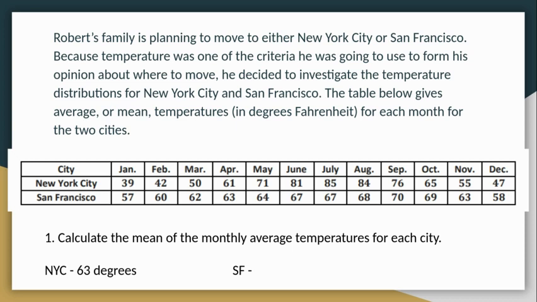What about San Francisco? Pause the video here as you calculate the mean of the monthly average temperatures for San Francisco. Unpause the video when you've finished. You should have found that the mean of San Francisco's monthly average temperatures was 64 degrees, just slightly higher than that of New York. Since Robert is using temperature as a deciding factor in where he moves, we could tell him that San Francisco averages slightly warmer weather than New York, but it doesn't appear to be significant when we compare the means. The mean can be misleading when comparing data sets like these, however.